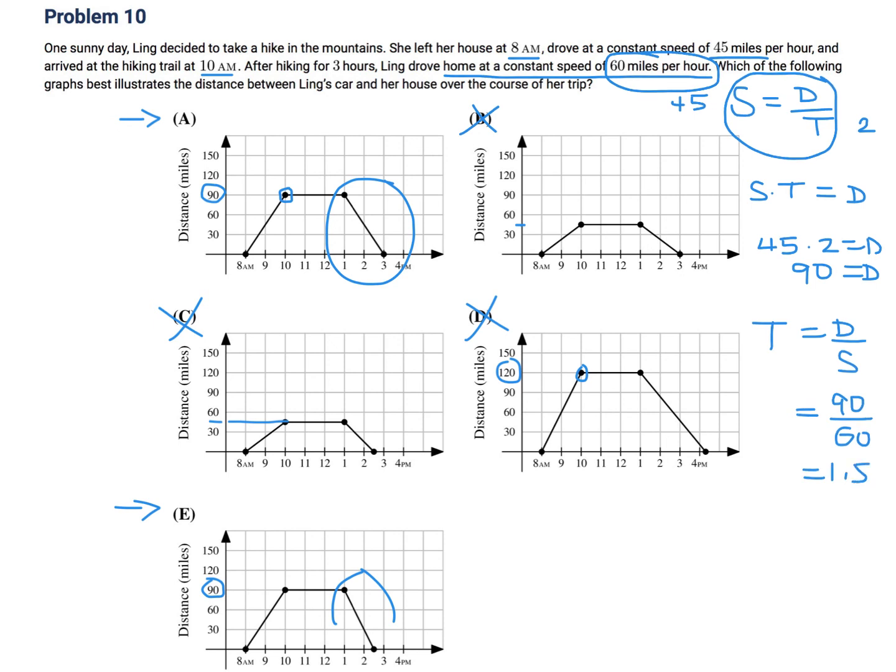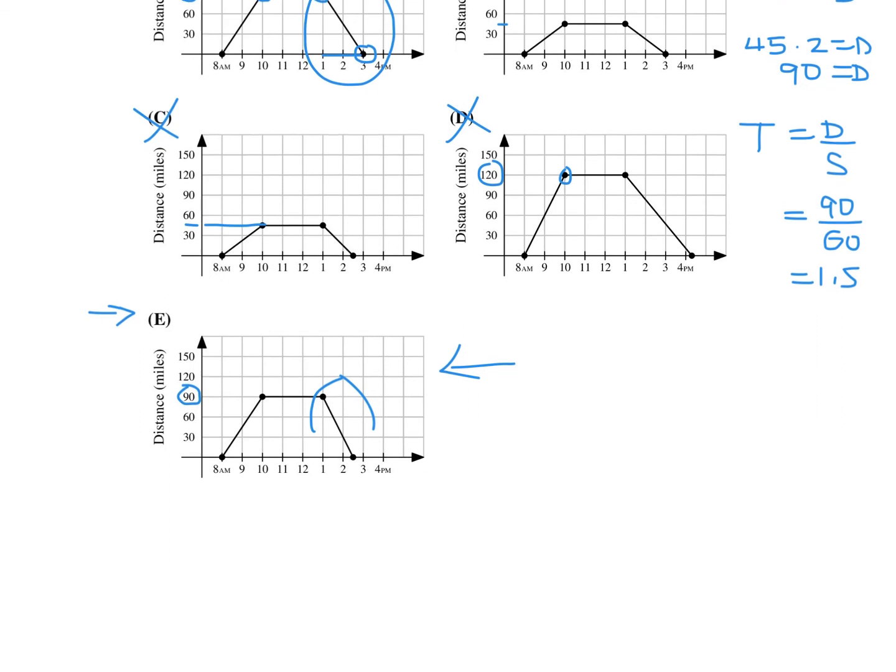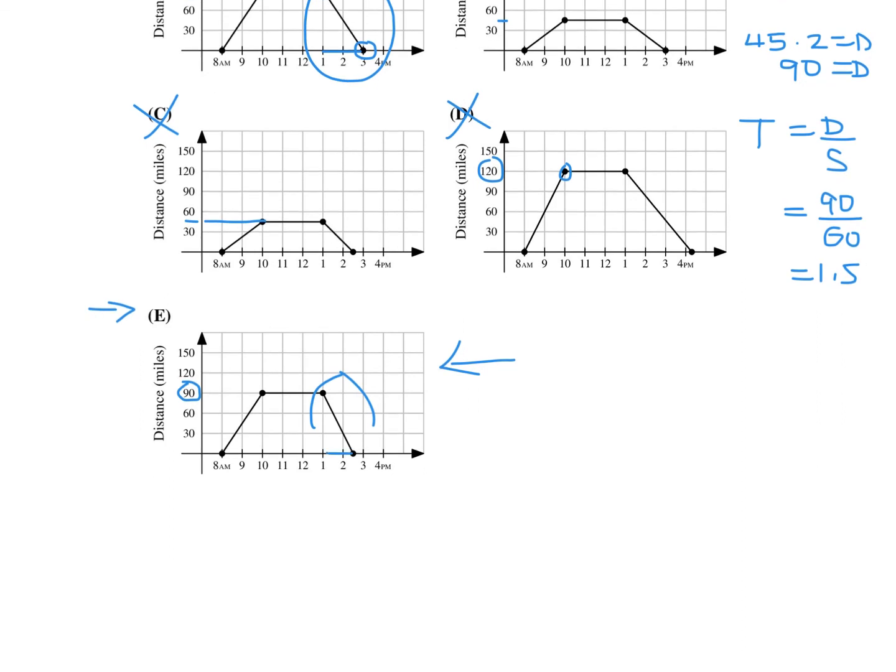So now we have to look at these two graphs and say which graph shows 1.5 for the time. This graph shows 2 hours from 1 p.m. to 3 p.m., from the time she is at the mountains to the time she goes back home. This graph, however, down here, if you look at it carefully, it shows 1.5 hours from the time that she was at the mountains to the time that she came back home. So that's consistent with what we calculated, so therefore number 10 is E.